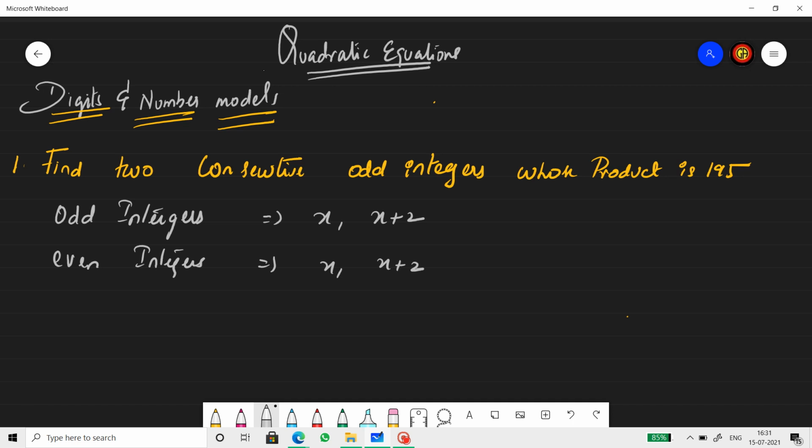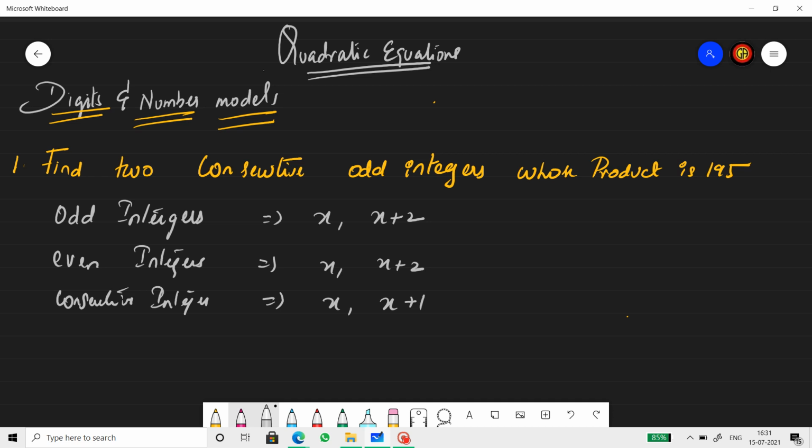But if they say consecutive integers without saying whether it's odd or even, then the integers are x and x plus 1. So if it's odd integers, the integers will be x and x plus 2. Even integers will be x and x plus 2. Or consecutive integers, without saying whether it's odd or even, we take it as x and x plus 1.